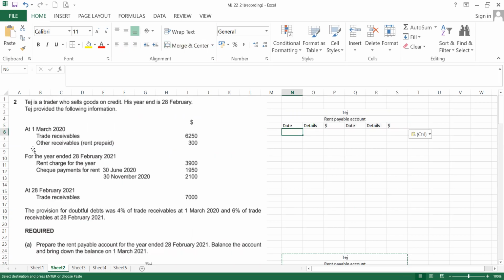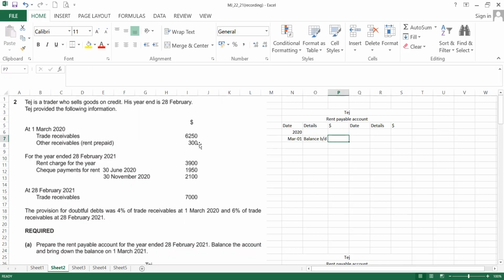Okay. Here, other receivable, rent prepaid. So rent prepaid is an asset. So for an asset, we should have it on the debit side. In this date column, put the year first. After that, the month, put balance brought down, write down. So this is the beginning of the year, 300.